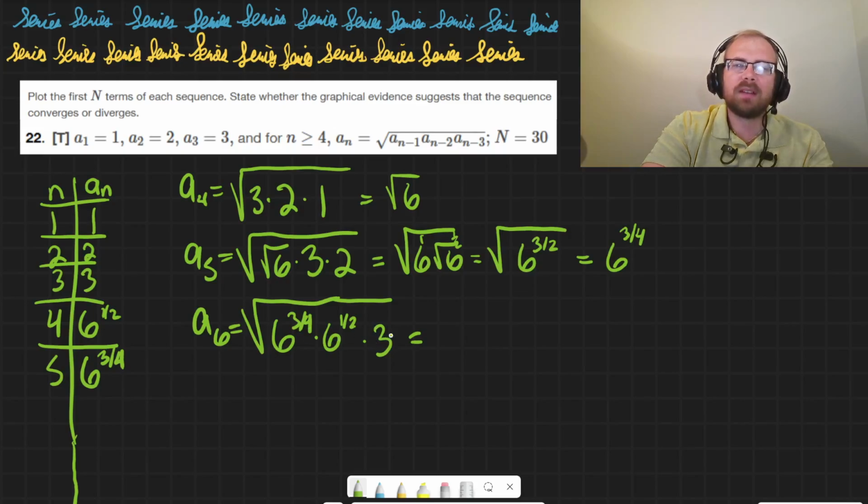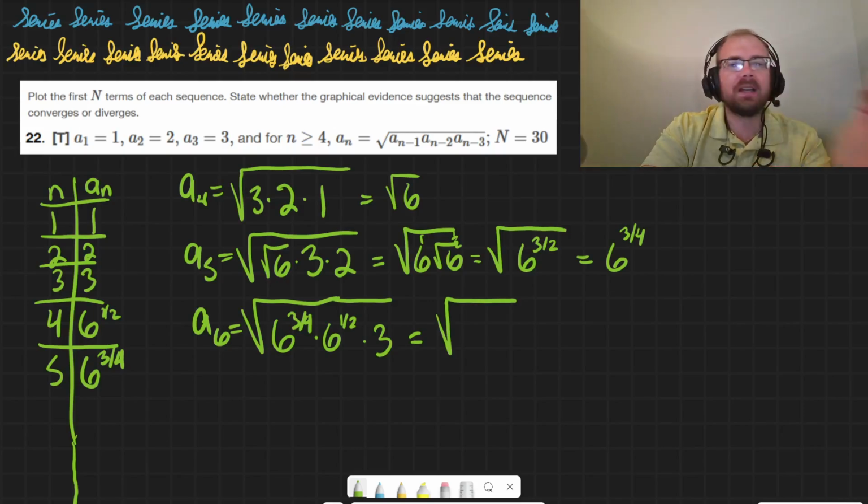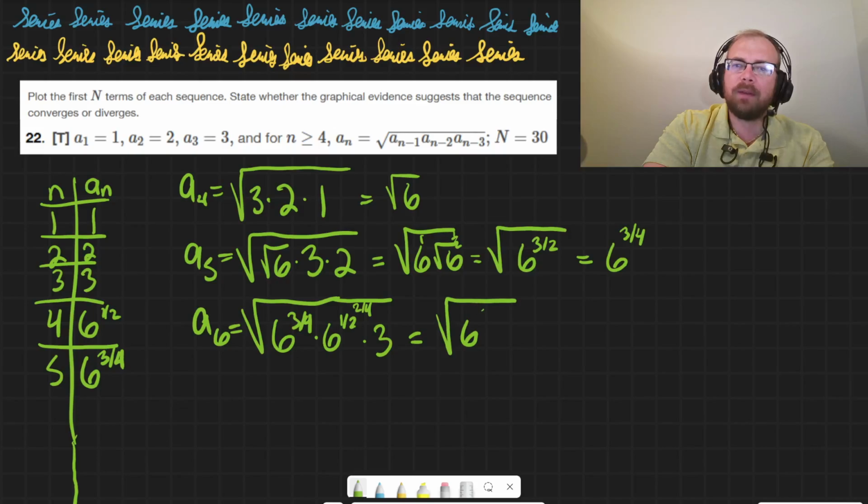We could simplify some of this other stuff, but that's going to throw a wrench into things, actually. That would be 6 to the 3/4 times 6 to the 1/2. I could add those powers. 1/2 is 2/4. So then that would be 6 to the power, we add the powers, so 3 plus 2 is 5, so that'd be 5/4. But then it's times 3.